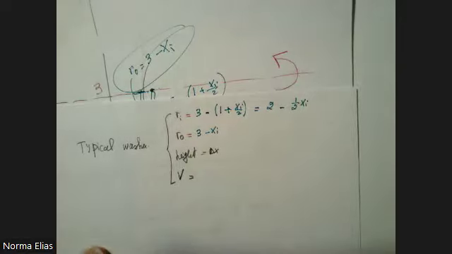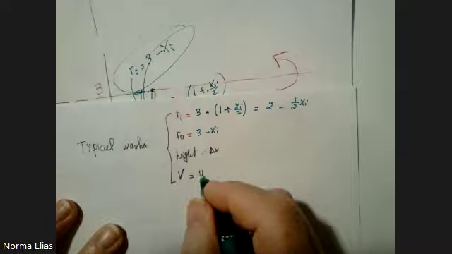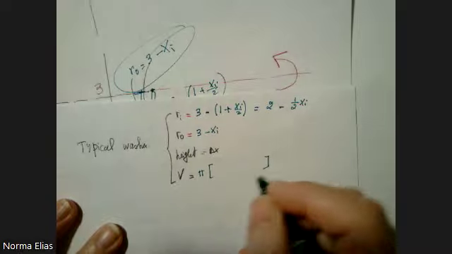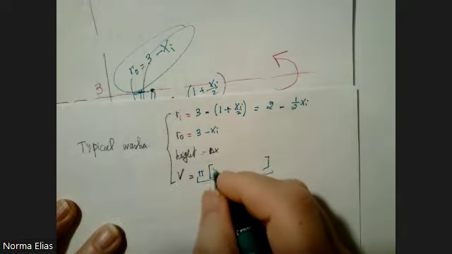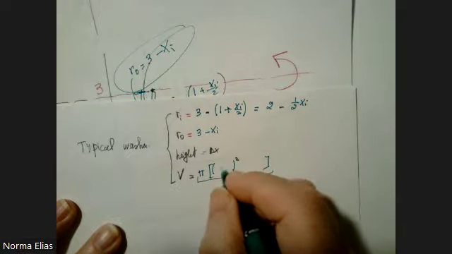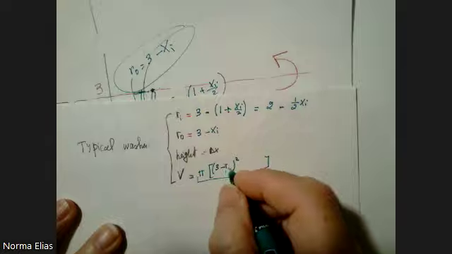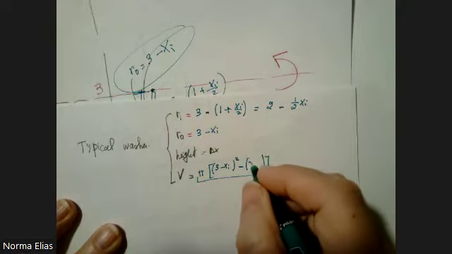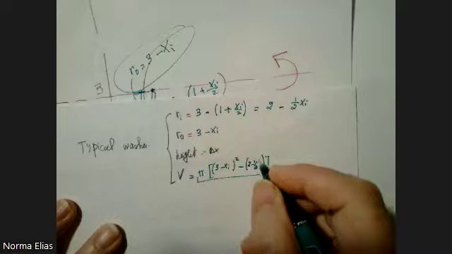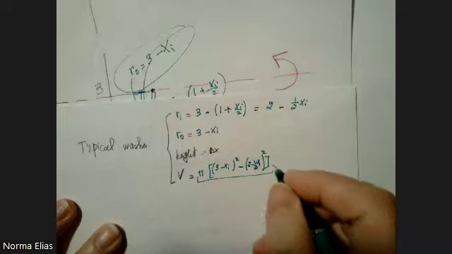So my volume would be pi times the area of the base, which is the outer radius squared minus the inner radius squared, times the height.